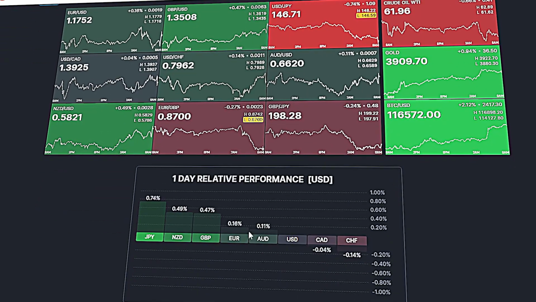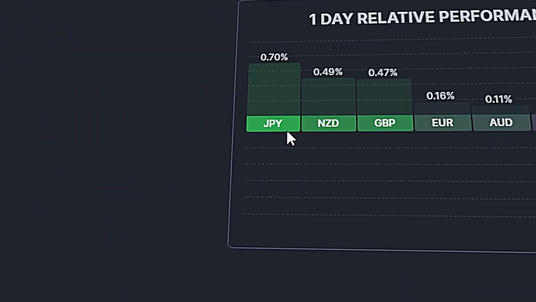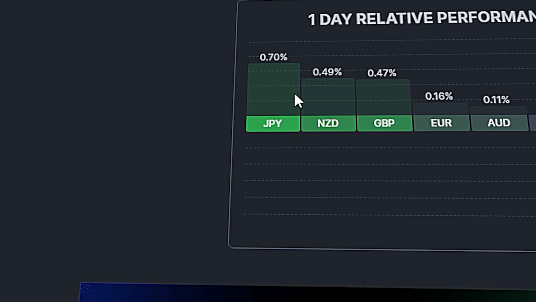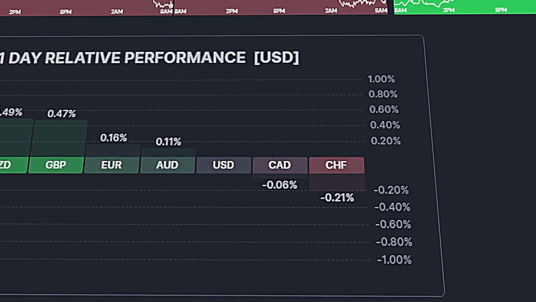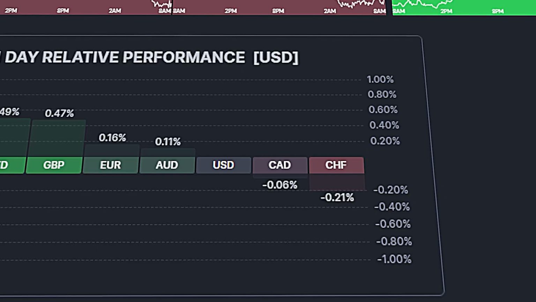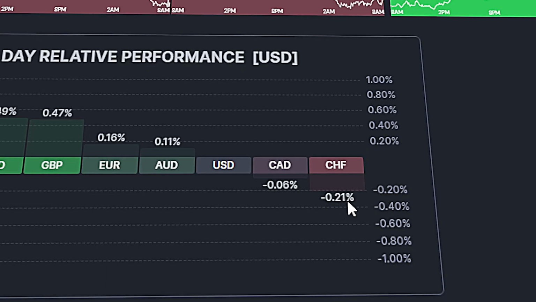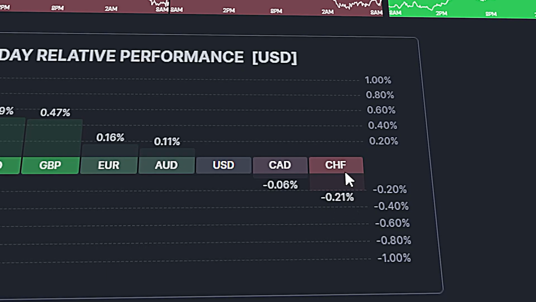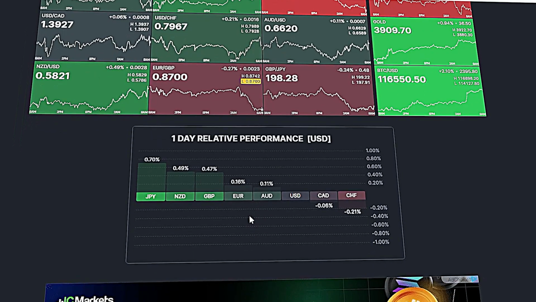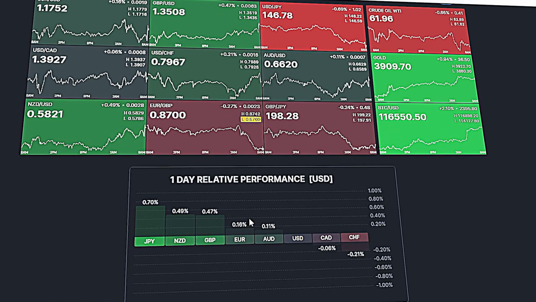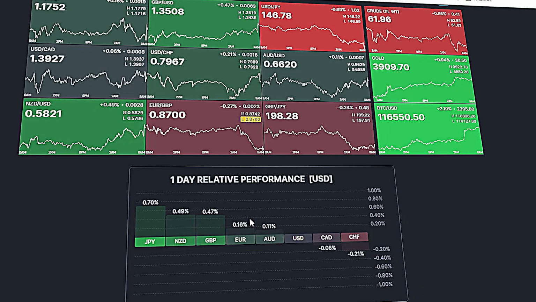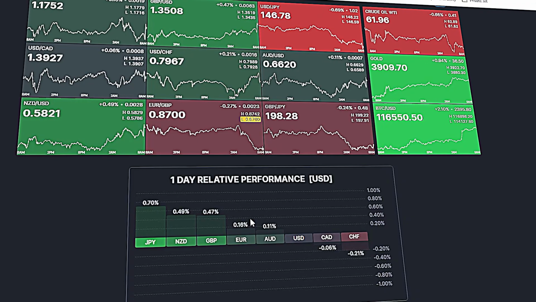Now, if you look here, you're going to see that the JPY is rising versus the Swiss franc, which is the CHF. JPY rose 0.70%, while the CHF is falling 0.21%. This is exactly what I want you to be looking at, because this is exactly what you should be combining in order to make an informed decision.